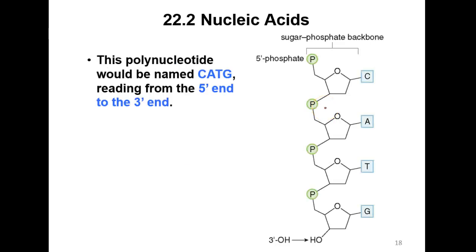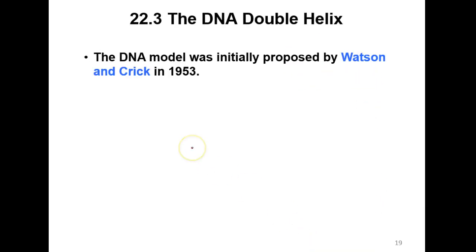Okay, so this polynucleotide would be called CATG, reading from the 5 end to the 3 end. Always read from the free phosphate end to the OH end.